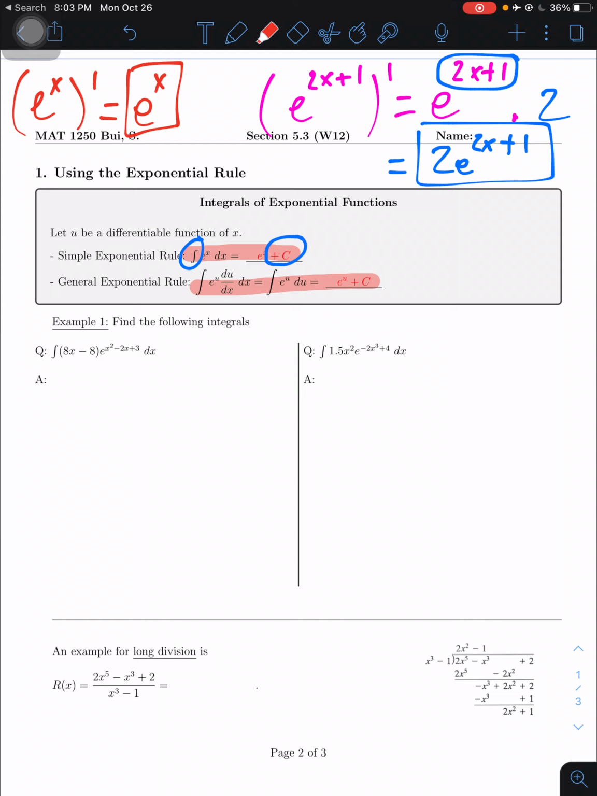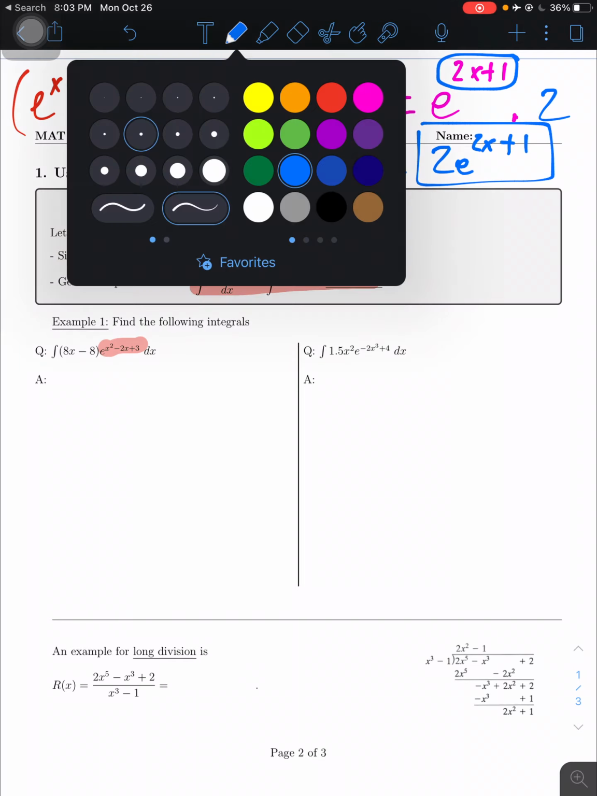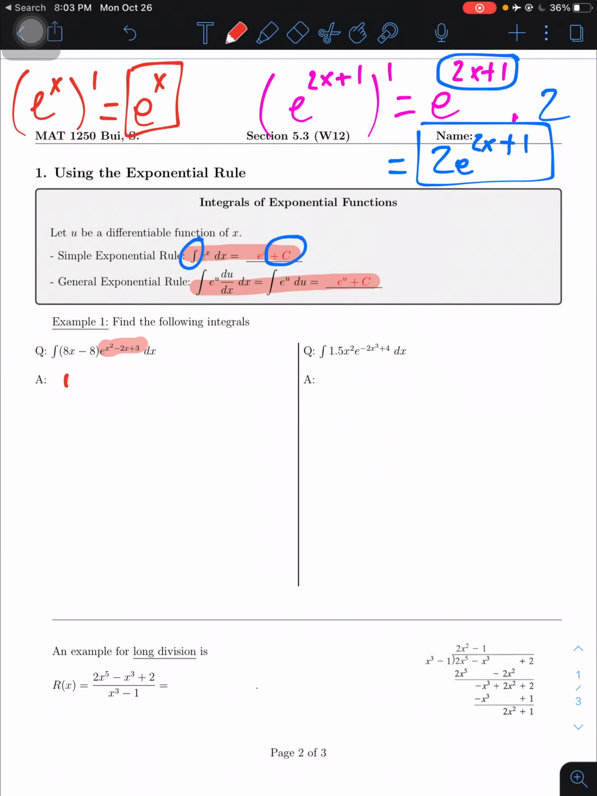On my part, I have the integral of 8x minus 8 times e to the, that ugly power in here. First of all, I notice that my e is not just x on the power. I have a weird function on the power. So I'm going to substitute for u. Let u equal that weird ugly power, which is x squared minus 2x plus 3.